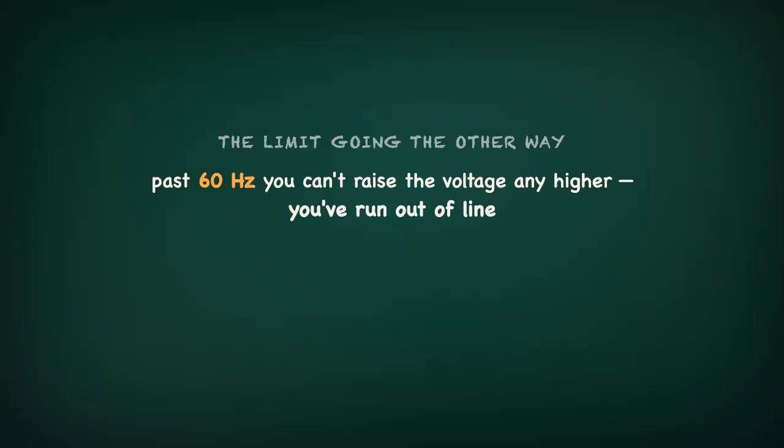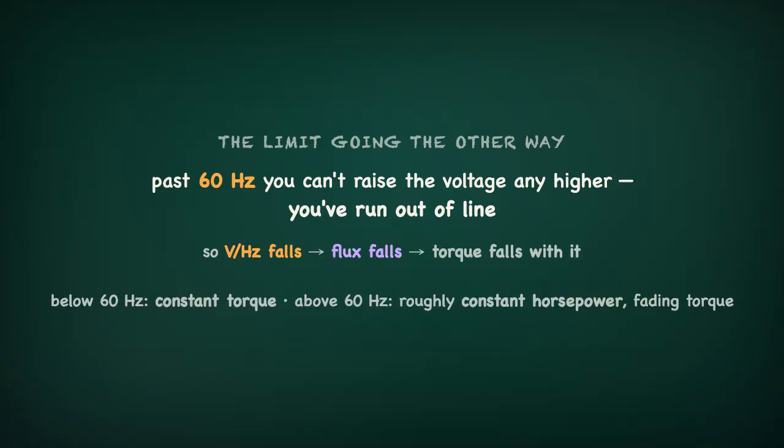Going the other way has its own limit. Past 60 Hz, you can't raise the voltage any higher. You've run out of line. So volts per hertz starts falling. Flux falls, and torque falls with it. Below 60, you get constant torque. Above 60, roughly constant horsepower with fading torque.